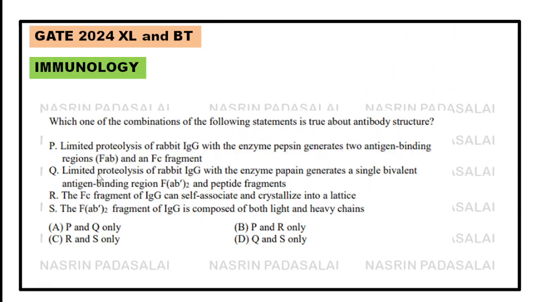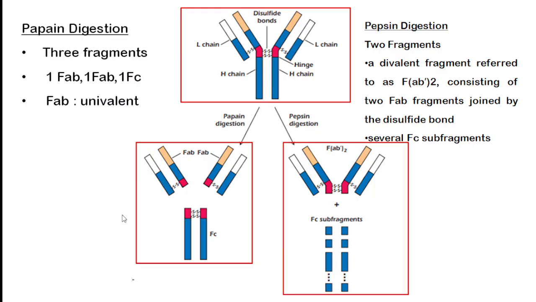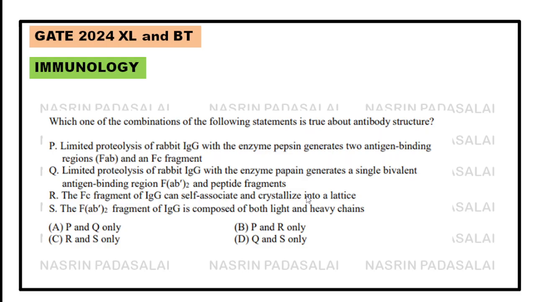So ultimately the correct answer is R and S. So option C is correct. Statement R is that the Fc fragment of IgG can self-associate and crystallize into a lattice. Fc means fragment crystallizable, so the statement follows from the name itself. It has the capacity to self-associate and crystallize to form a lattice structure. The F(ab')2 fragment is composed of both heavy chain and light chain. If you look at this image, it is made up of heavy chain and light chain also. So the correct answer is option C.